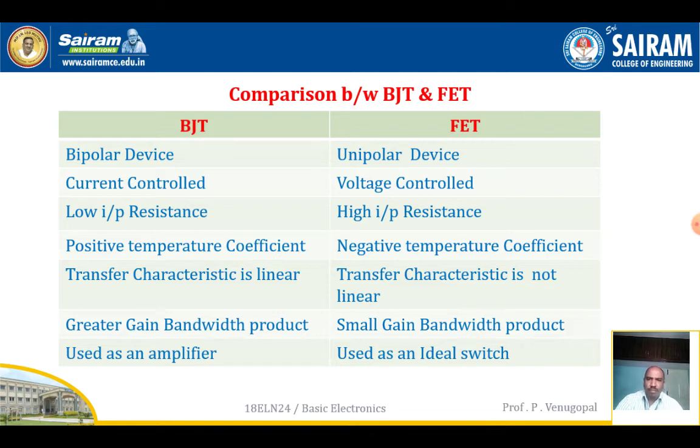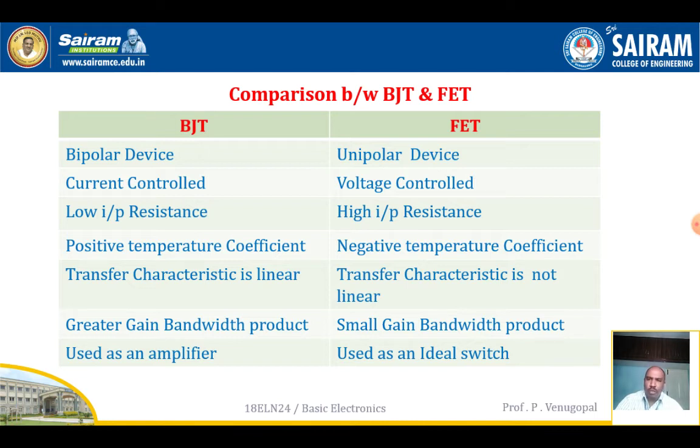But FET, the expansion of FET is field effect transistor. So this is a voltage control device. Try to understand how it is a voltage control device. The voltage at the gate controls the flow of the current from drain to the source. In BJT we have three terminals. BJT is a three-terminal device. Collector, emitter and base are the three terminals. But in FET we have the source, drain and the gate.